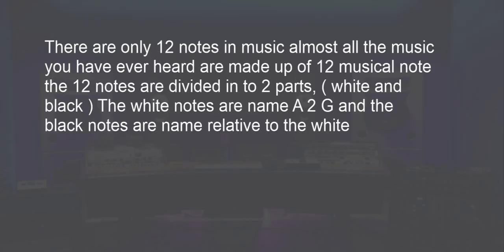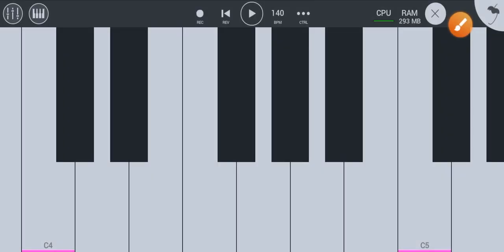There are only 12 notes in music. Almost all the music you have ever heard is made up of 12 musical notes. The 12 notes are divided into two parts, which are the white and the black. The white notes are named A to G, and the black notes are named relative to the white.